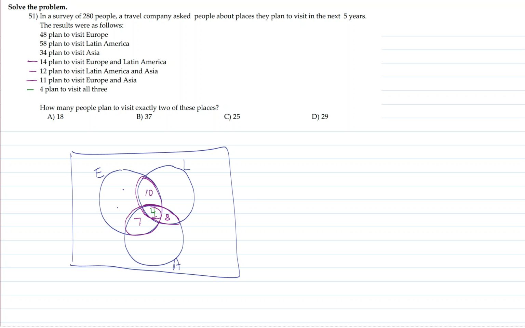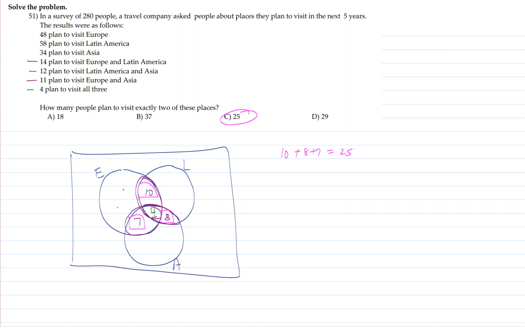For this particular problem, I could stop right here because I have enough information to answer the question. The question is how many people plan to visit exactly 2 of these places. It's going to be these 10, because they visit both Europe and Latin America but not Asia. These 8 should be included because they visit both Latin America and Asia but not Europe. And then these 7, because they visit Europe and Asia but not Latin America. So I'd have 10 plus 8 plus 7, 25 people plan to visit exactly 2 of these places. Like I said, if I just have one question, I could stop right here.